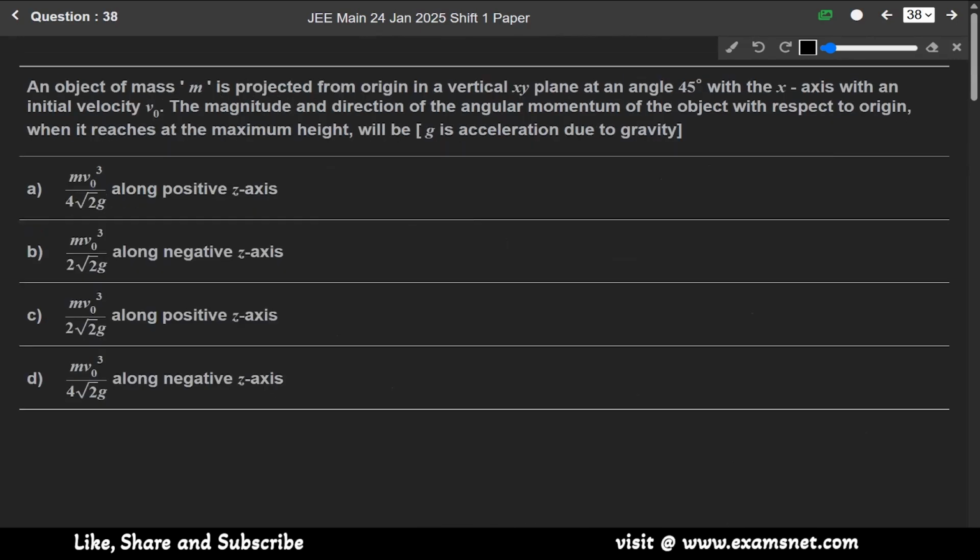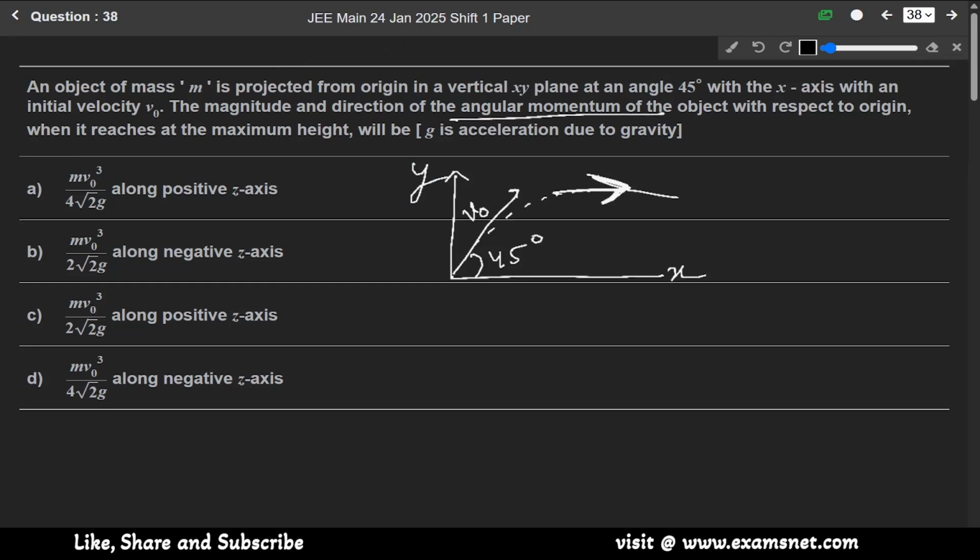Now next question 38. An object of mass m is projected from origin in a vertical xy plane at an angle of 45 degree with the x-axis with initial velocity v naught. There is an object whose mass is m. It is projected at an angle of 45 degree with the x-axis. Initial velocity is given as v naught. The magnitude and direction of the angular momentum of the object with respect to the origin when it reaches the maximum height. So what will be the angular momentum when it reaches the maximum height?